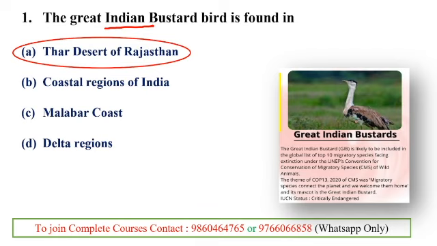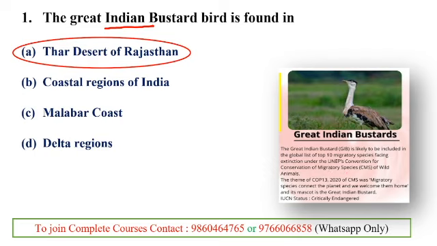You can see the bird here. It's a great Indian bird. The name also means that it is very large and also highly rare in the Asian area. So that's in Rajasthan and it is likely to be included in the global list of top 10 migratory species facing extinction under the UNEP Convention for Conservation of Migratory Species, CMS, of wild animals.